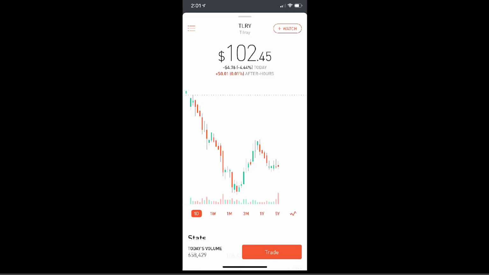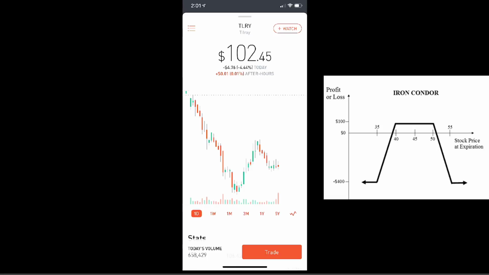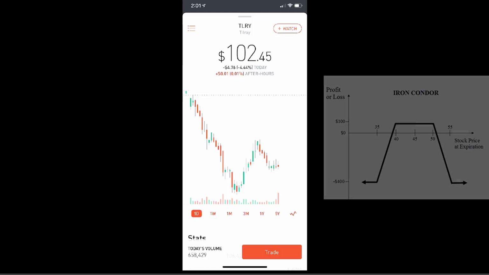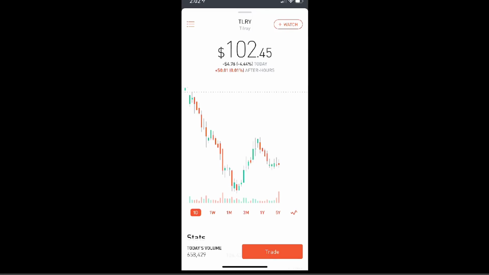All right, so I want to be very transparent and concise. So we're thinking of this in very beginner terms. An iron condor is a neutral strategy. What I mean by that is I don't think TLRY is going to go up to 120, and I don't think it's going to go down to 80. I think it's going to hover right around 102 till expiration. So everyone understand that it's a neutral position. We're not going to the moon. We're not crashing down. We're kind of staying stagnant. We don't really care where it goes.